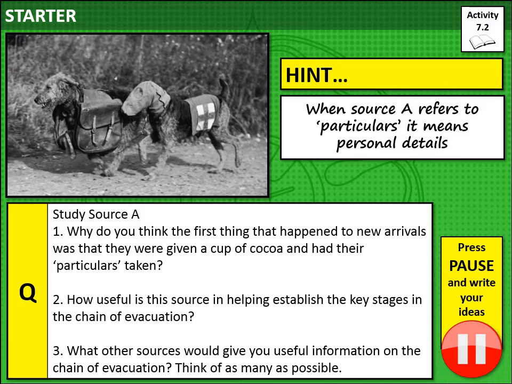Then, number two, think about the usefulness of this source in helping establish the key stages in the chain of evacuation. And then thirdly, what other sources would give you useful information about this? Try and think of as many as possible. Press pause, write your ideas down.